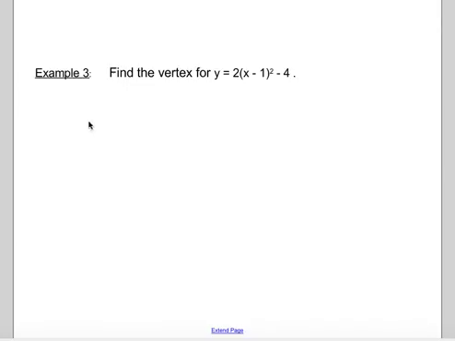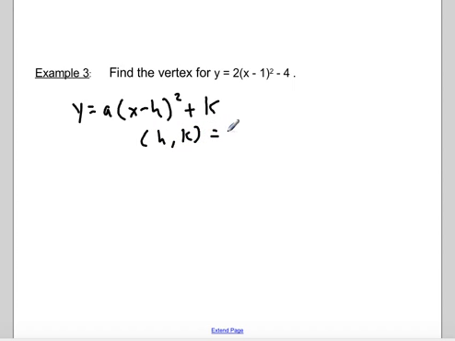Alright, so now let's go ahead and find the vertex for this. When you're looking for the vertex, again, you want to look inside here. Remember your form, always remember your form. Vertex form says y equals a times x minus h squared plus k, where (h, k) is your vertex.